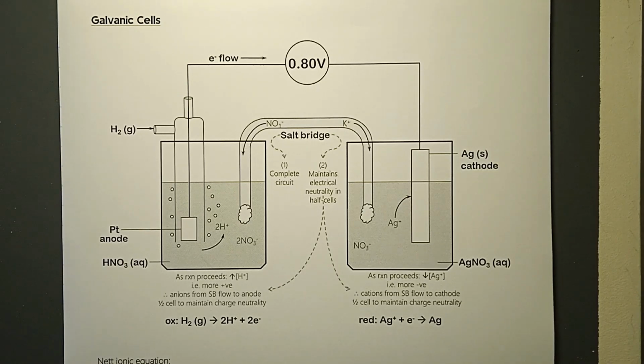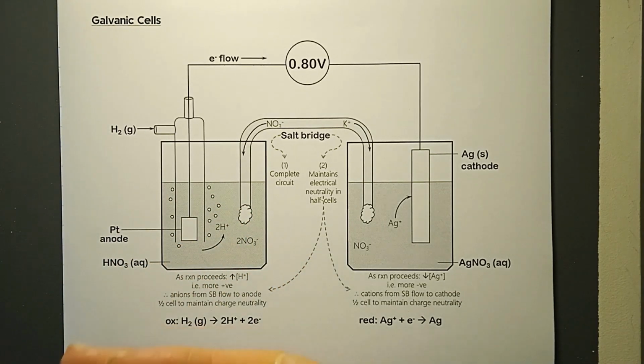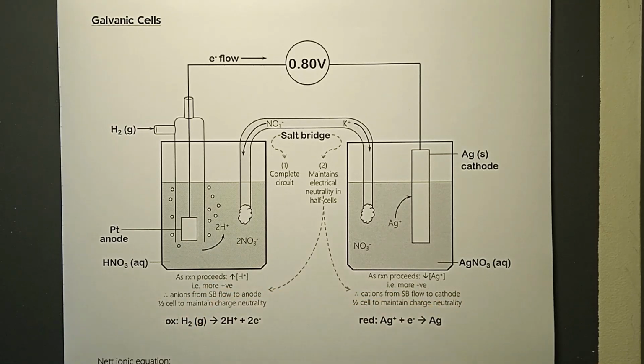Okay, so let's go through galvanic cells. As an example here, I've just got a hydrogen and silver cell. Because the hydrogen has been used in the cell, it's going to be the anode for the cell, and we're going to write it down like that in terms of the cell notation.